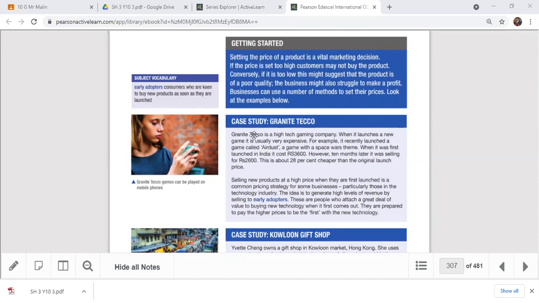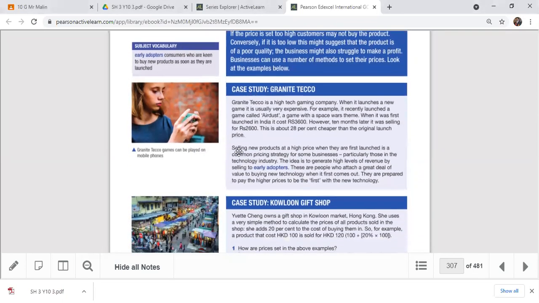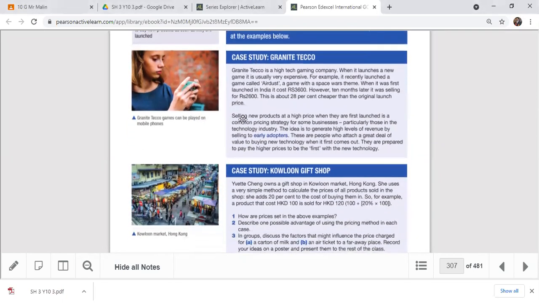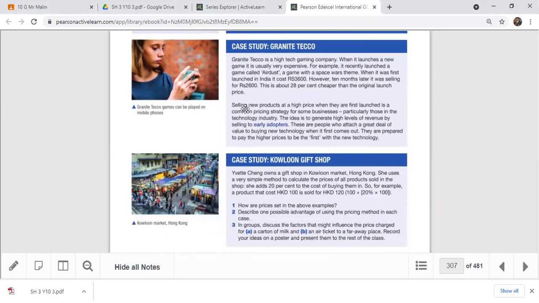You see this one, Granite Teco. Granite Teco is a high tech gaming company. When it launches a new game, it is usually very expensive. For example, it recently launched a game called Air Dust, a space-themed game, and it was first launched in India, costing around 3,600 Indian rupees. However, 10 months later, it was selling for 2,600 rupees. You see, 10 months later, they reduced the price.